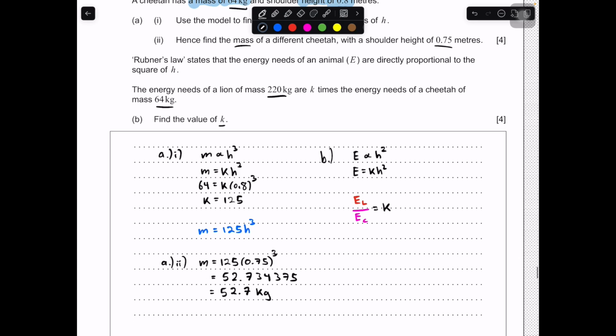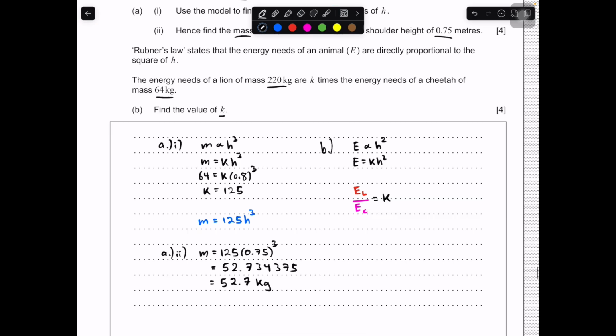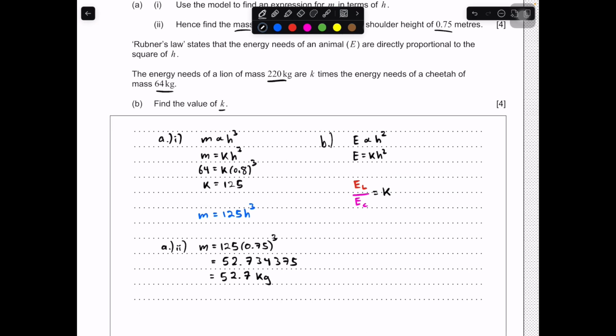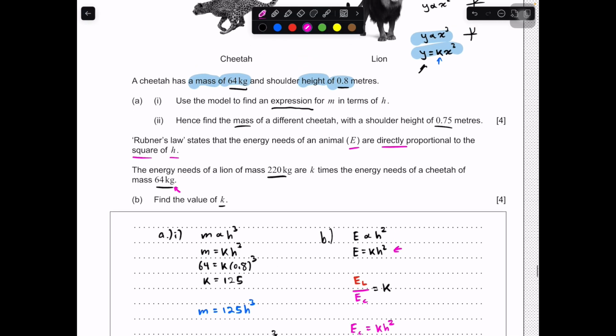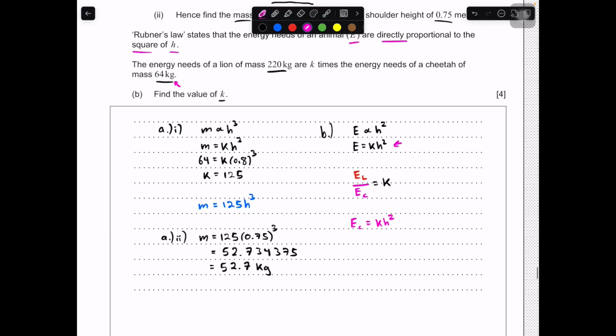First off, let's try to find EL over EC, or energy needs of the lion over energy needs of the cheetah. Energy needs of the cheetah, let's find that first. Energy needs of the cheetah are equal to kh squared, going off this right here, because that's what Rubner's law told us. Energy needs are directly proportional to the square of h. So we know the height of the 64 kg cheetah. We know it had a height of 0.8 meters. Oftentimes IB questions, even in a paper 1, will link back to previous information. So here we know the height of this 64 kilogram cheetah.